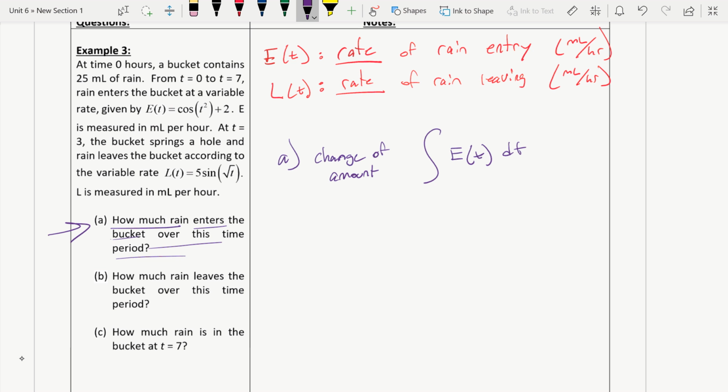So unfortunately, I already started with capital E because AP tends to do it that way. But imagine, if you will, an even more capital E, which would be the antiderivative of this guy, right? Effectively, what we know is the antiderivative of this thing at the upper limit minus the lower limit is that integral, right? And this change would be how much rain entered the bucket. It's not how much rain is in the bucket at the final time, it's how much came in.